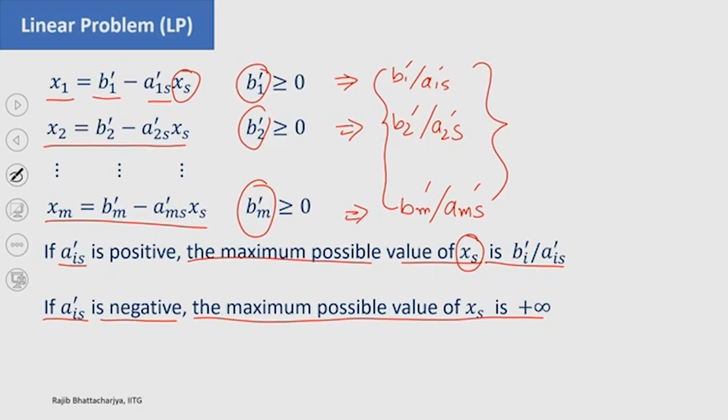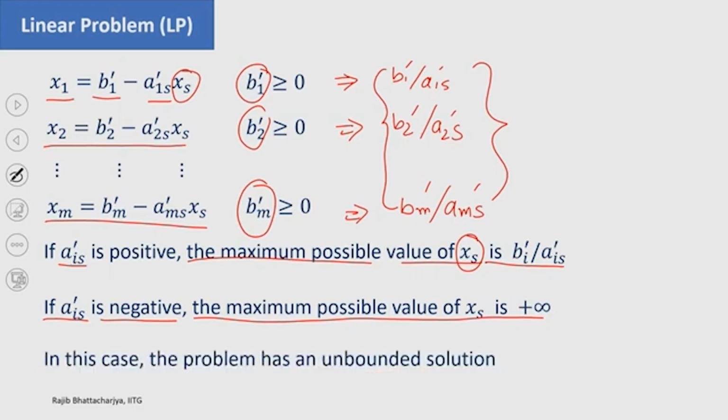Okay. So, in that case, we can say that it is an unbounded solution. In this case the problem has an unbounded solution. So, therefore, what are the rules basically? The rule is that I will calculate the ratio, and we have to take the minimum of that in order to avoid the infeasible solution.